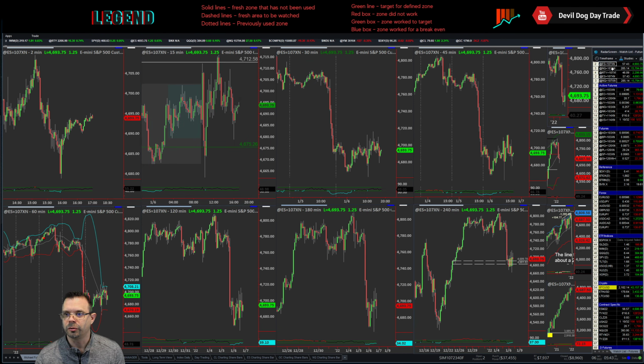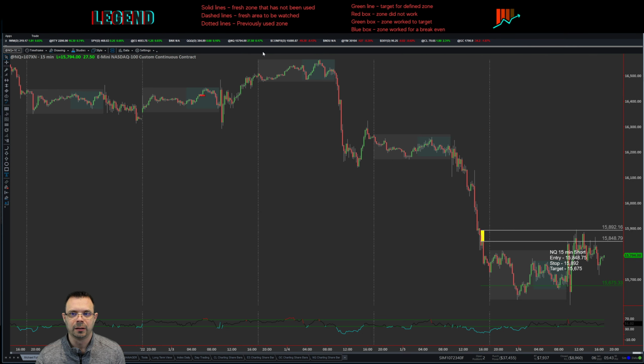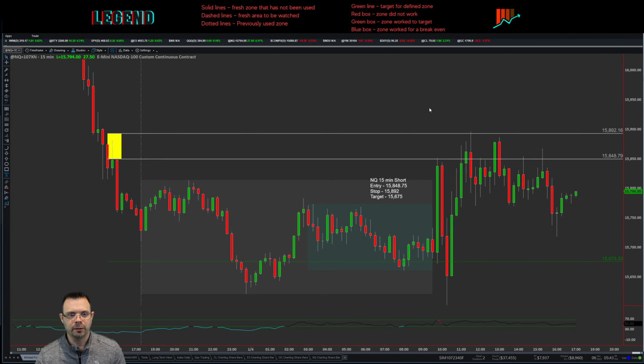So going over to NQ and pulling up that same 15-minute area. As you can see, we had this one set up at 15,848.75, and price came right up to it, hit it, and then dropped straight down, hit the target perfectly. And as you can see, when price did come back up again, it went to work right through this area.